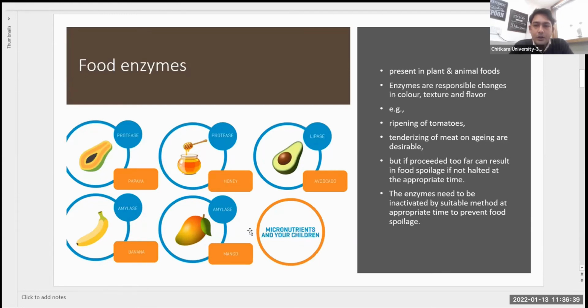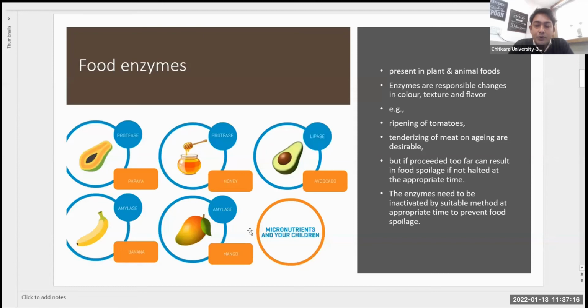Whatever these enzymes are, they will affect the quality of food. They are responsible for major chemical changes in the quality of a food product, such as changes in color, texture, and flavor. The ripening of tomatoes, as I explained earlier, happens because of protease enzymes present in the tomatoes. Tenderizing of meat on aging is desirable, and that happens because of the enzymes present in the meat product.